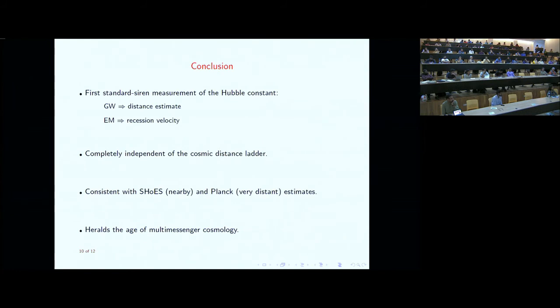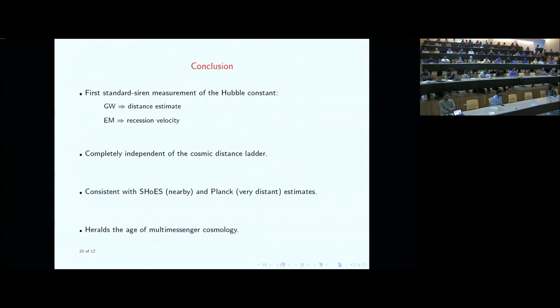We are consistent with both the supernova and the Planck estimates, but our consistency is largely because we do not have a very precise estimate yet. But the era of multimessenger cosmology has just begun. We expect ourselves to get refined estimates with more observations of various kinds.